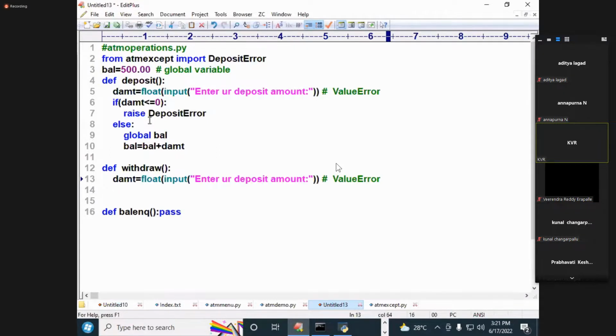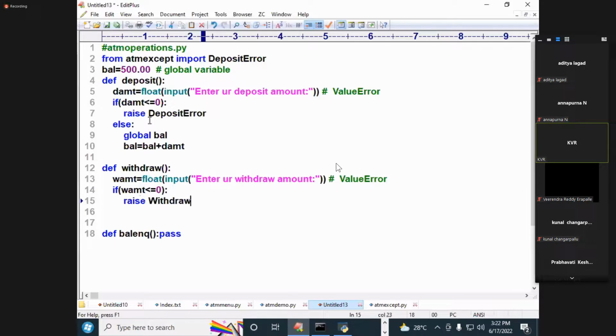Enter your withdraw amount. What is this now? W amount. If W amount is less than or equal to 0, raise withdraw error. Withdraw error. Excellent.